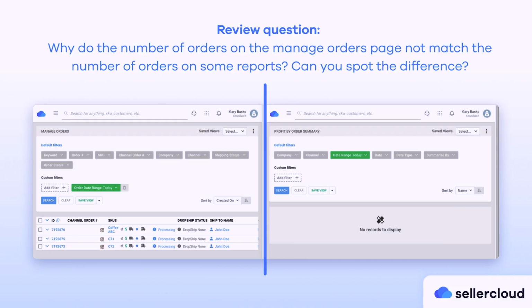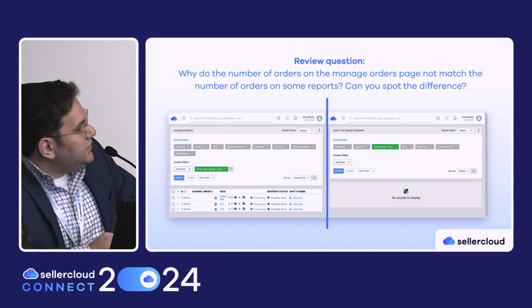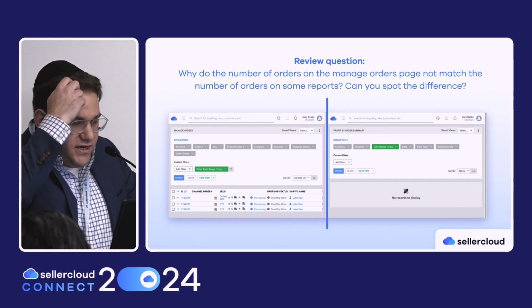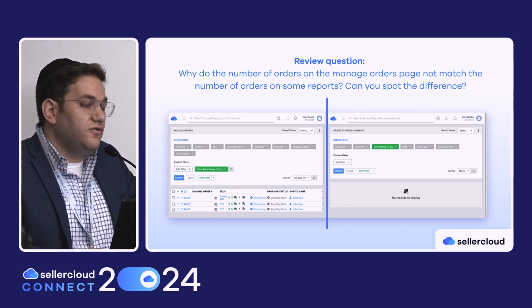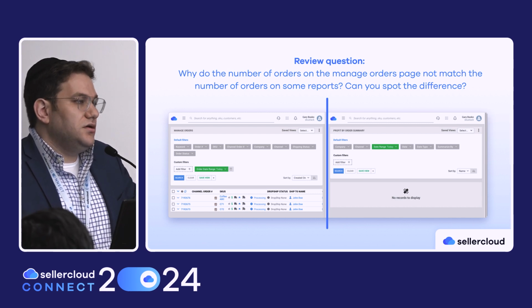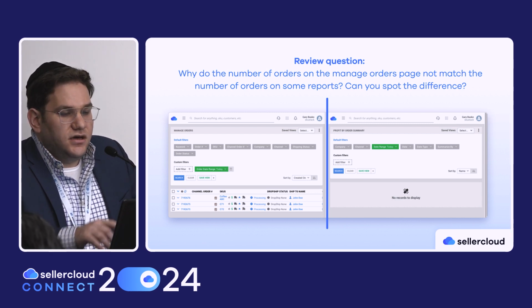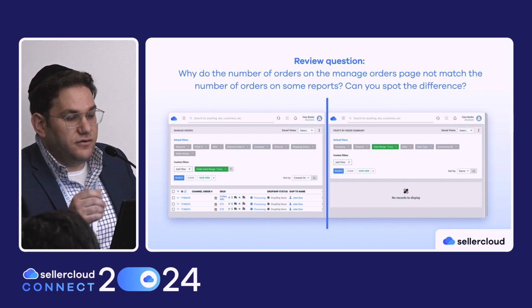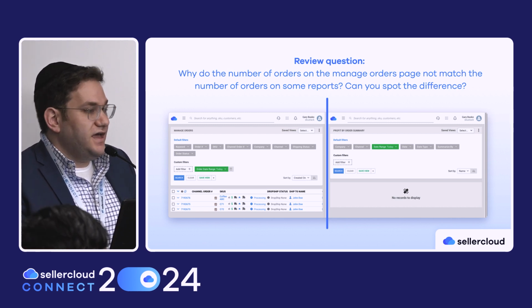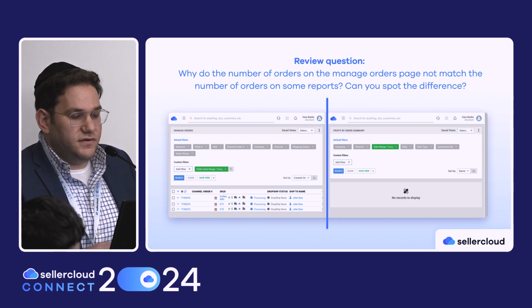So what's the difference? So over here, you'll see that the date range is for today on the manage orders page, and there's no filter for shipped orders or for the fact that it was shipped before today, which is why when you go to the profit by order summary report, for example, you will not see these orders because they have not been generated yet for report data.